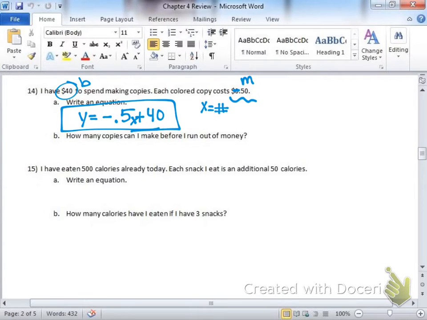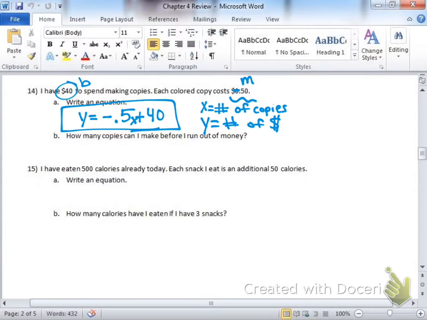where x is what's causing your dollar amount to go down every time you make a copy. So x is going to be the number of copies, and y is going to be your total number of dollars. How many copies can I make before I run out of money? So if you run out of money, how much money do you have?